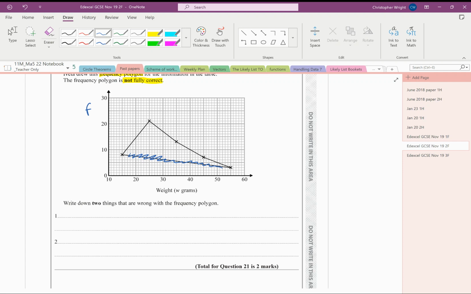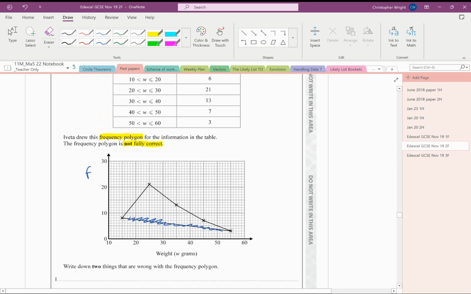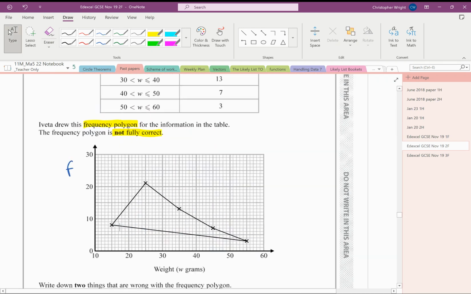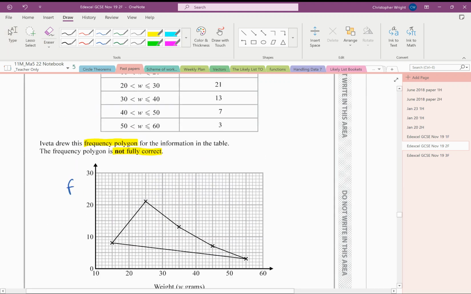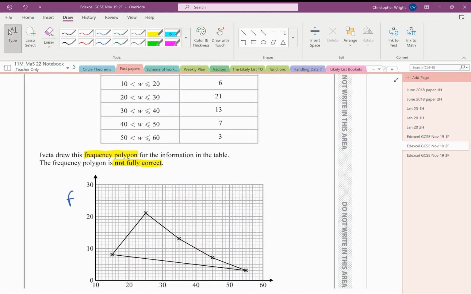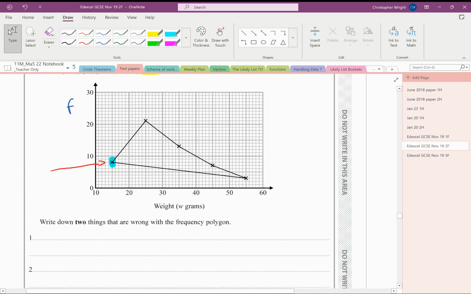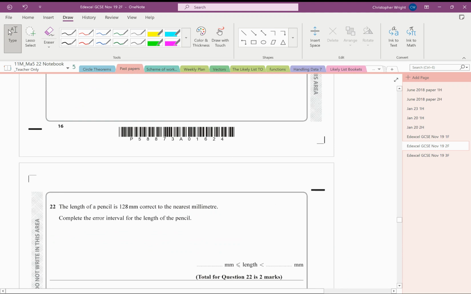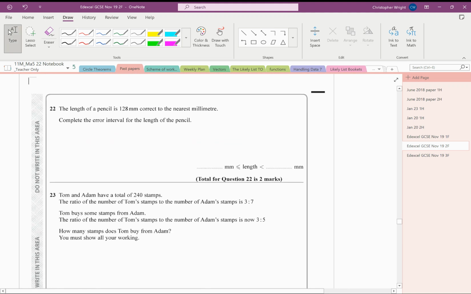Now the third error, but you only needed to find 2, is about the plotting of this point here. That point has been plotted incorrectly because it should only be 6 high, and that point is 8 high. So that was the third error. You have to get 2 out of those 3 errors. So that's question 21. Question 22.